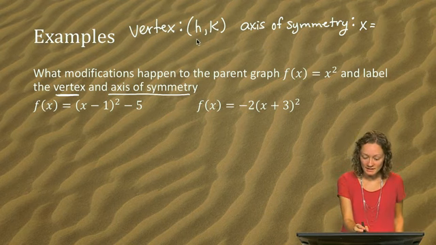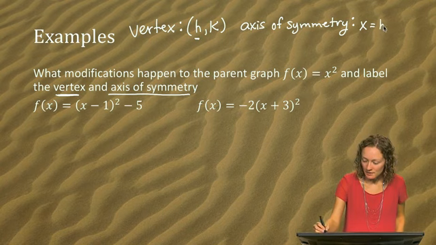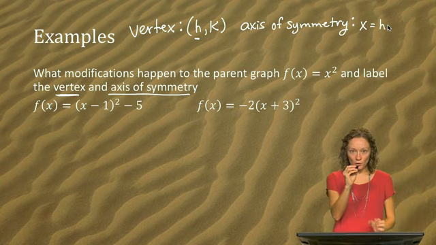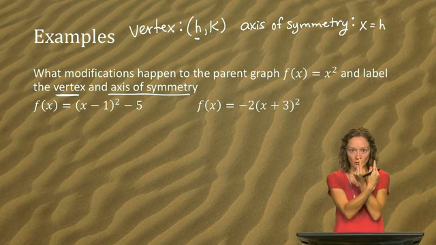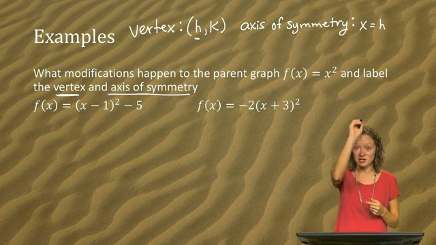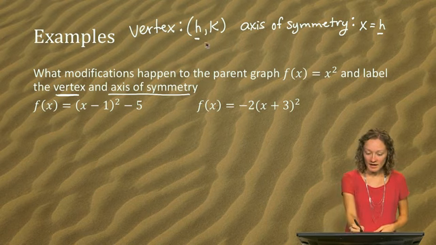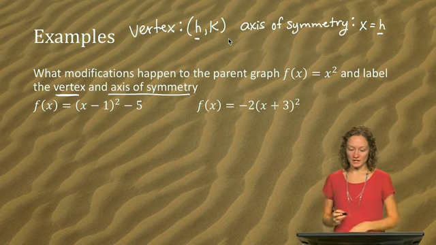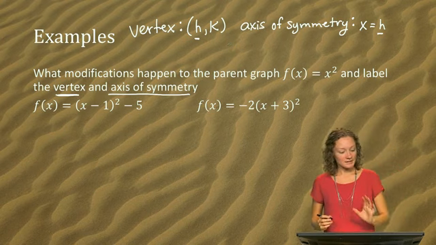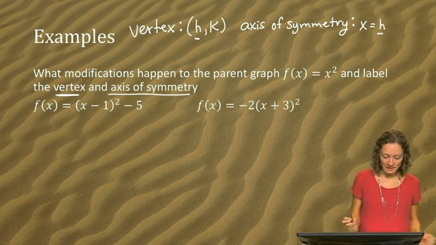And it's always x equals the h value. The h is the x coordinate of your vertex, and that's where it would fold over on top of itself, is the equation of that line. So when we identify a, h, and k, we'll be able to identify vertex and axis of symmetry. Okay, so let's identify those on our 2 examples here.